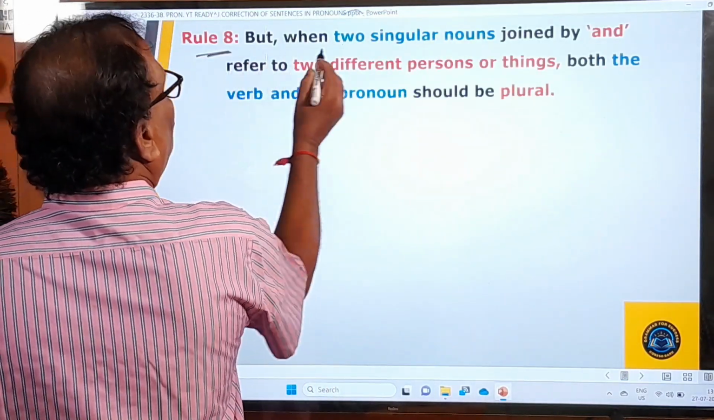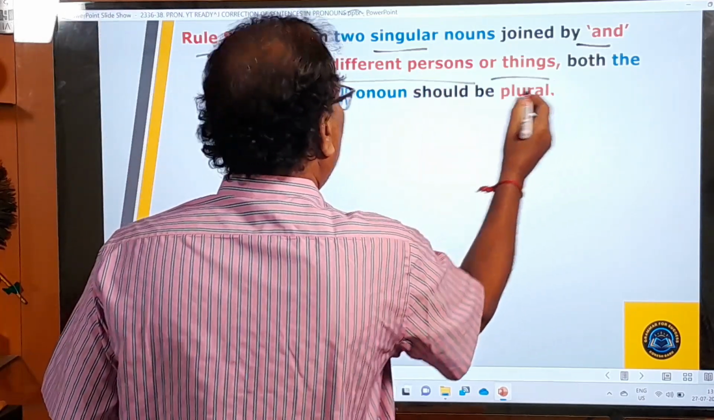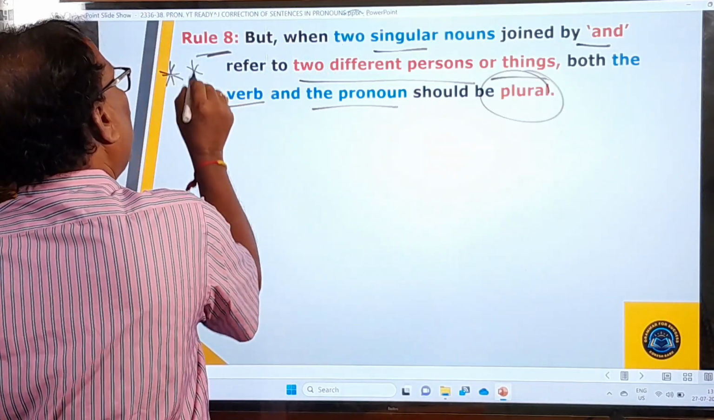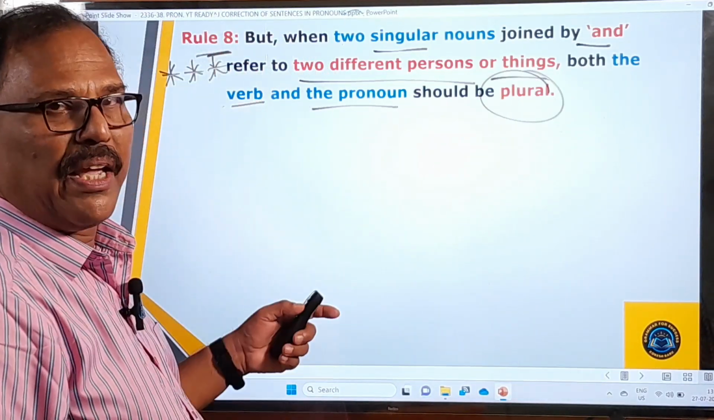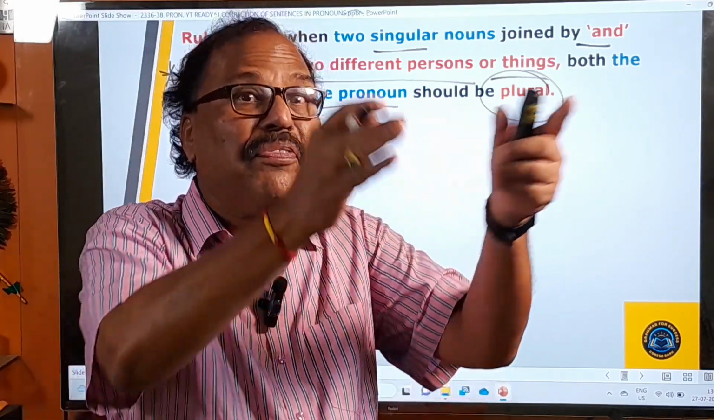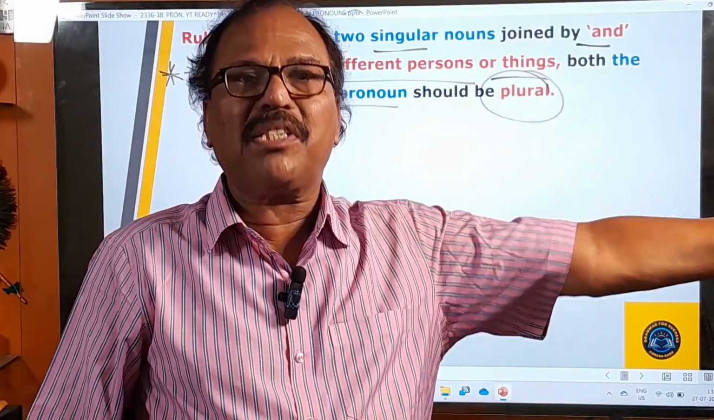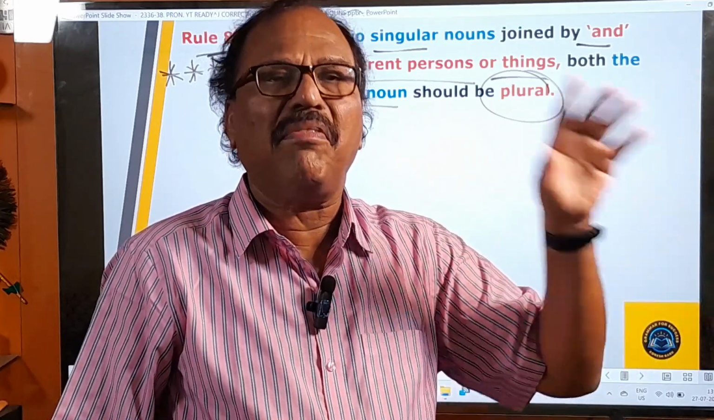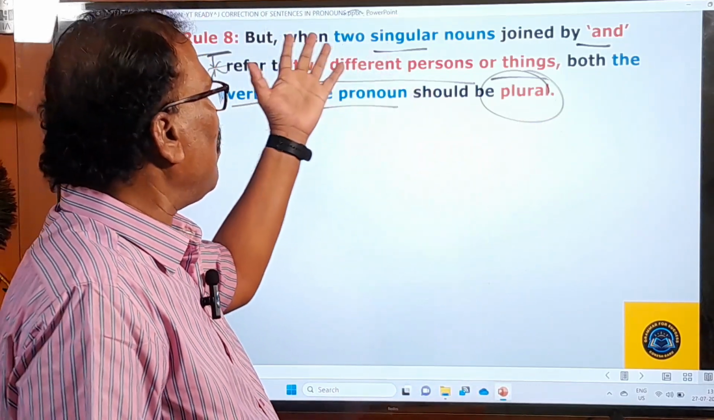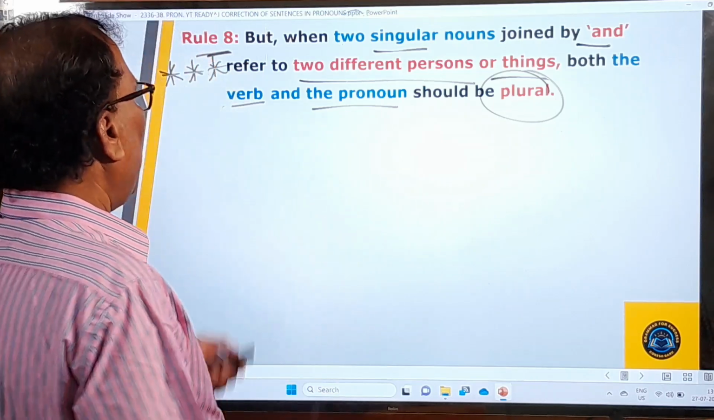And rule 8 is there. But when two singular nouns are joined by "and" and refer to two different persons or things, both the verb and the pronoun should be plural. Very, very important from the examination point of view. When the two singular nouns are joined by "and" and refer to two different persons, then the verb must be in the plural and the pronoun must also be in the plural. This is the rule, very, very important from your competitive examinations point of view. Several times questions were framed on this rule. That's why please be careful and learn it very clearly.